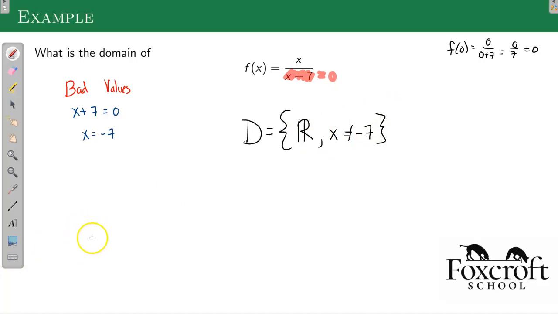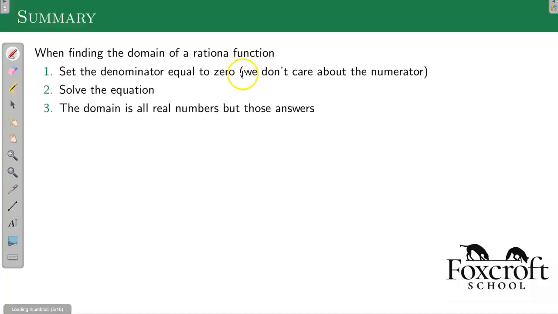Again, why is -7 bad? Because if I try to plug in -7, I get -7 over -7 plus 7, which is -7 over 0, and -7 over 0 you can't do, because you can't divide by 0. So when you're finding the domain of a rational, you're going to set the denominator equal to 0. We actually don't care what the numerator is. The numerator can be whatever. It can be 0, 1, a million. Set the denominator equal to 0, solve the equation. That's going to give all of the bad values. So my domain is all real numbers but those bad ones.